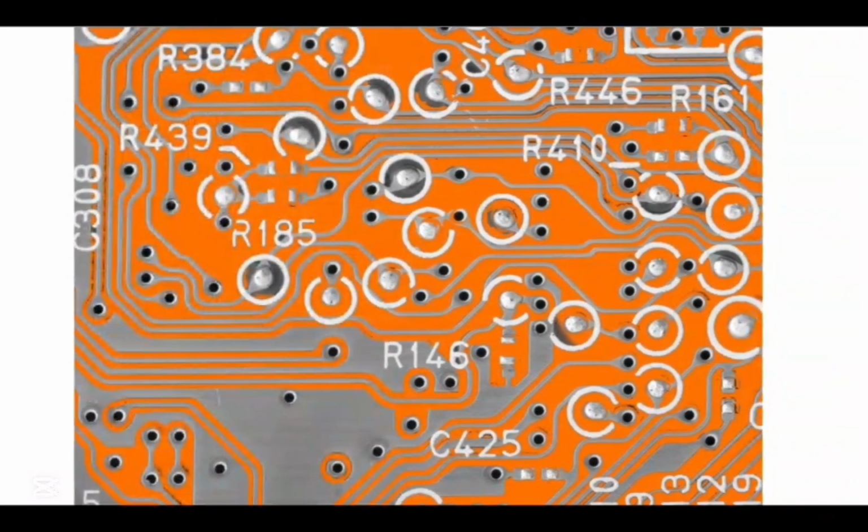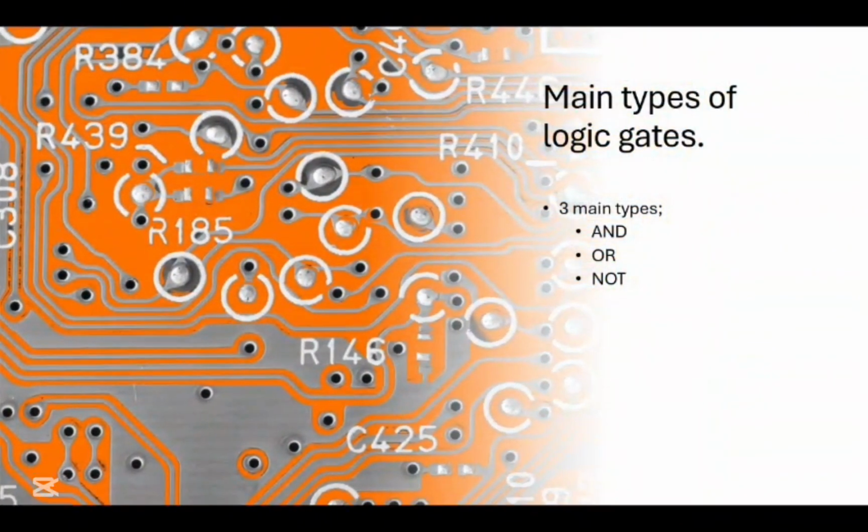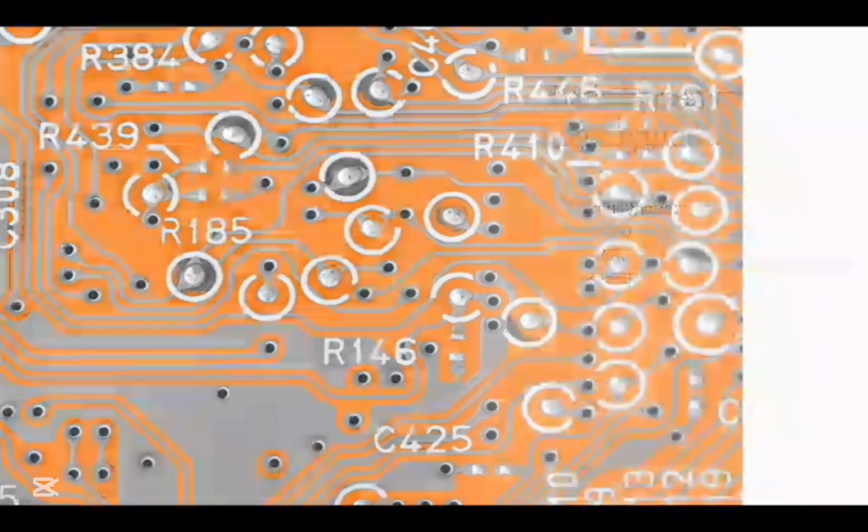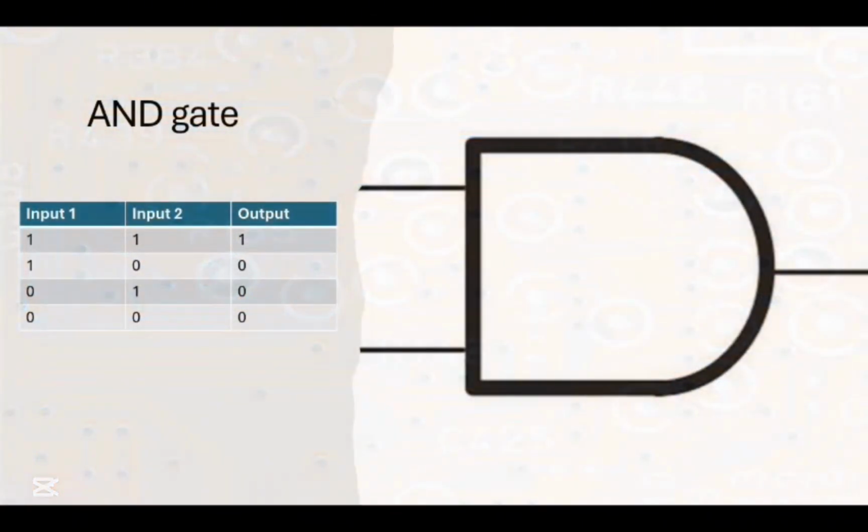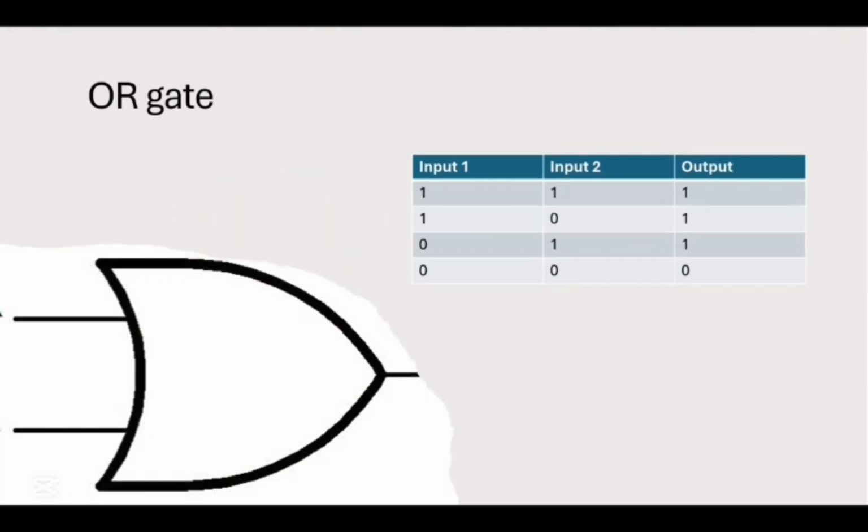Main types of logic gates. There are three main or basic types of logic gates: the AND gate, the OR gate, and the NOT gate. AND gate. The AND gate provides an output of 1 only when both input 1 and input 2 are 1. In all other cases, the output is 0. AND gate symbol image.